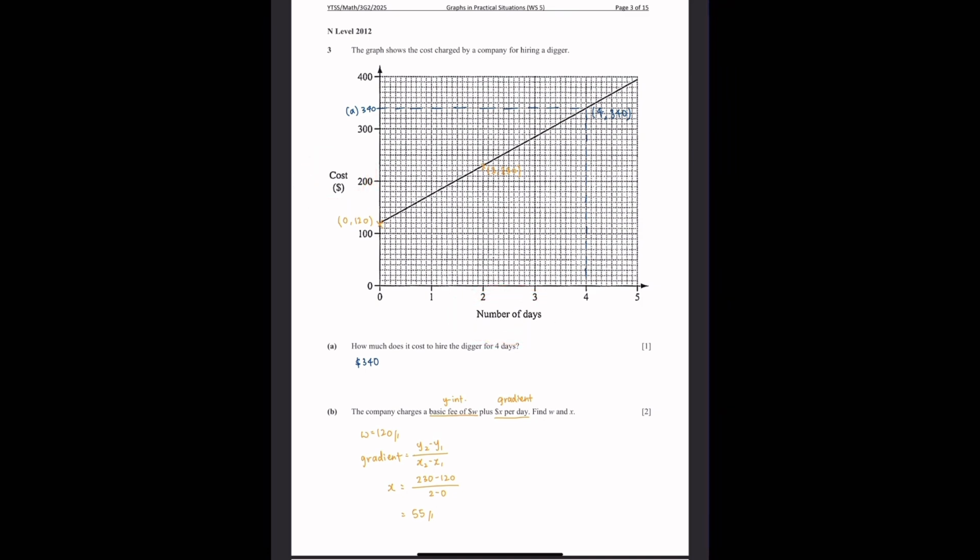So to find the gradient, you can choose 2 points. Over here, I chose the y-intercept coordinates, which is (0, 120), and this point over here, which is (2, 230). I find the gradient, it will give me 55. So X will be equal to 55.